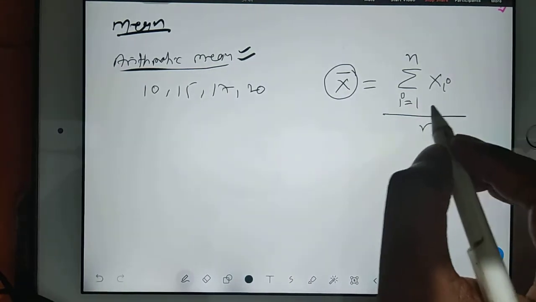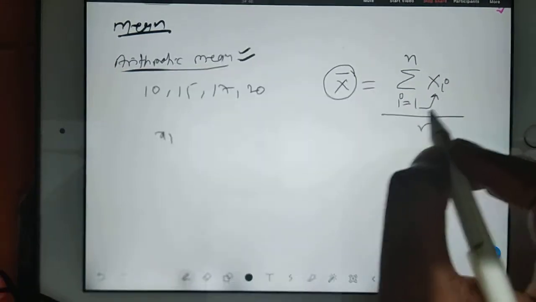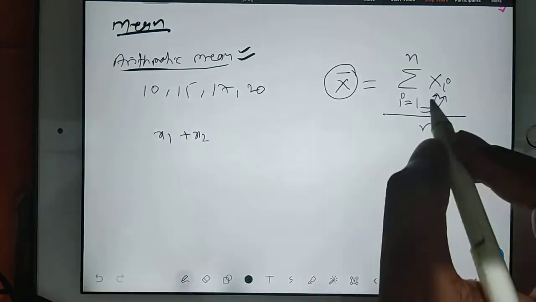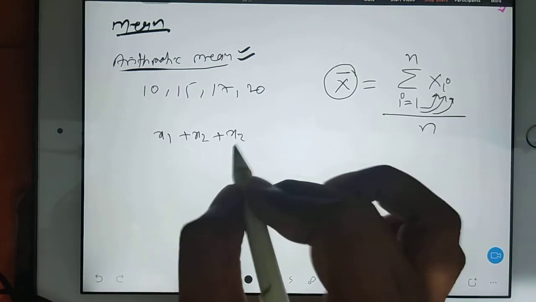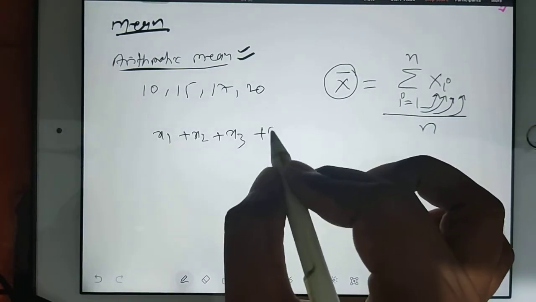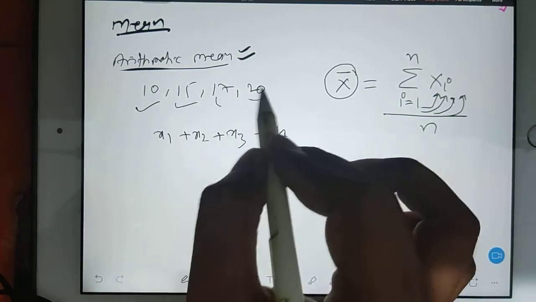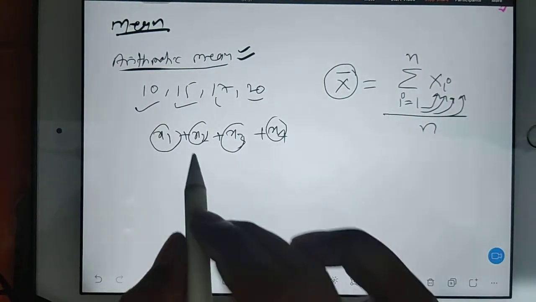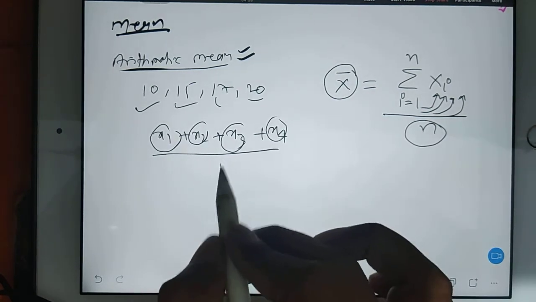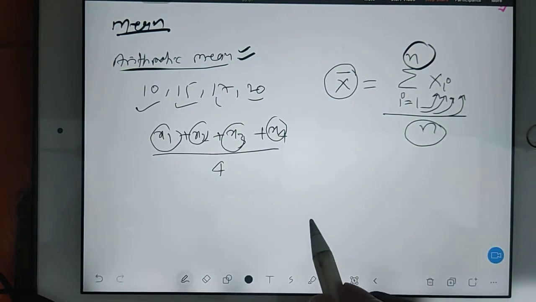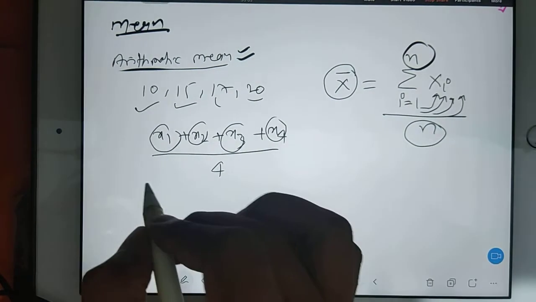It means if you put 1 here, then x1 will come. Put 2 here, then x2 will come. Put 3 here, then x3 will come. Then again put 4 here, then x4 will come. So we have 4 numbers representing x1, x2, x3, x4. Divide by n. N means 4, the total number. How many are they? 4. So simply you add them.